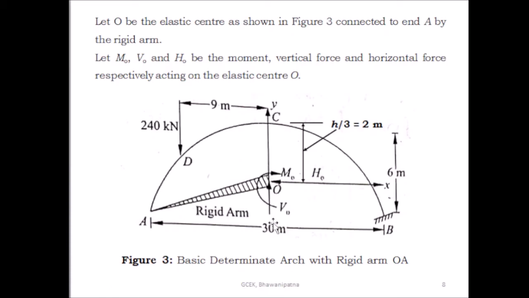The total rise is given as 6 meter. The elastic center to the crown is h by 3, which is 2 meter. The span is 30 meter and the load is present 9 meter from the crown, that is 240 kN at the point D. This is the basic determinate arch with rigid arm OA.